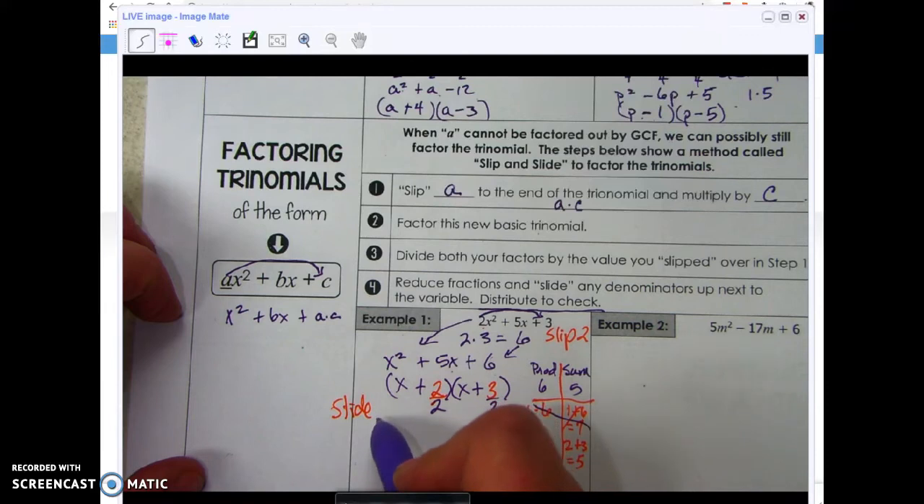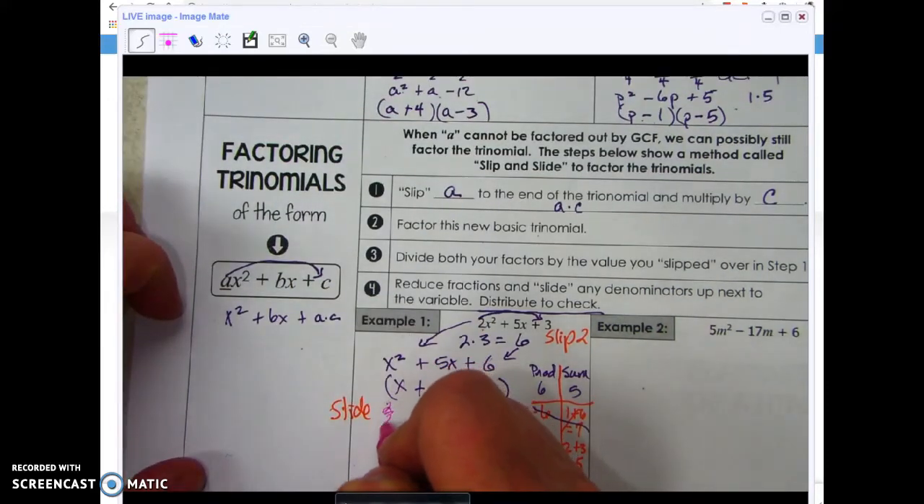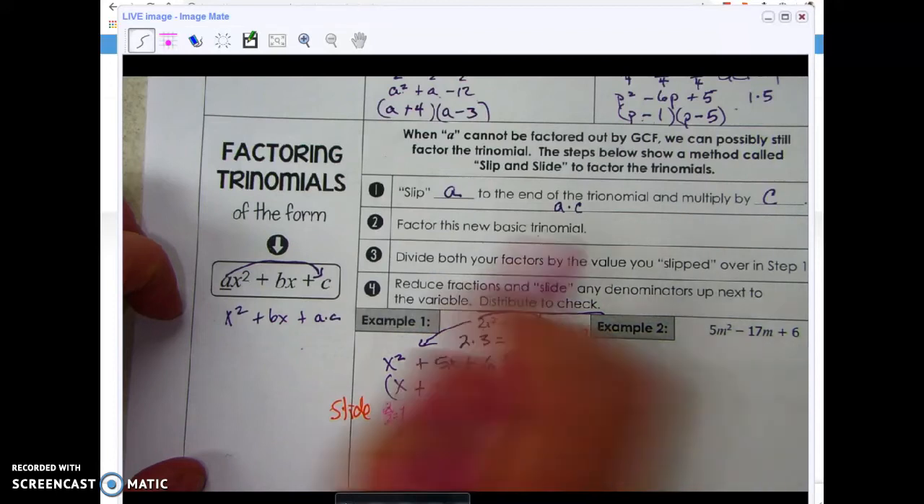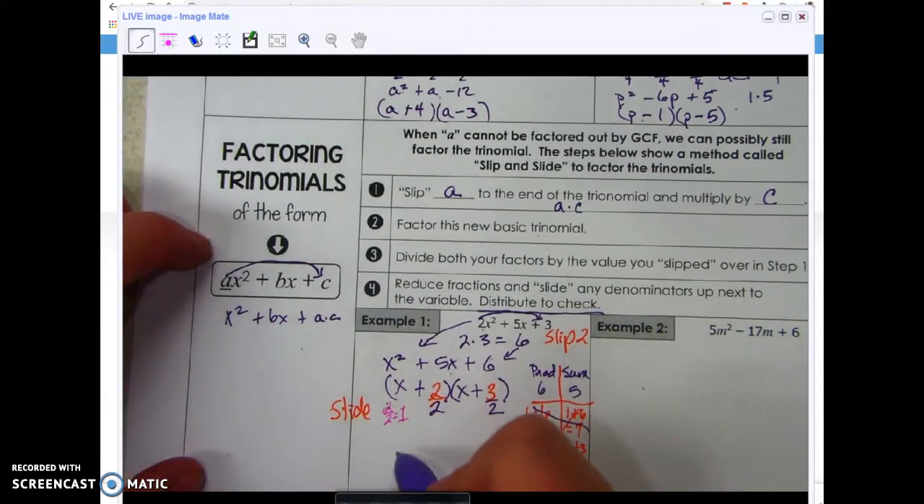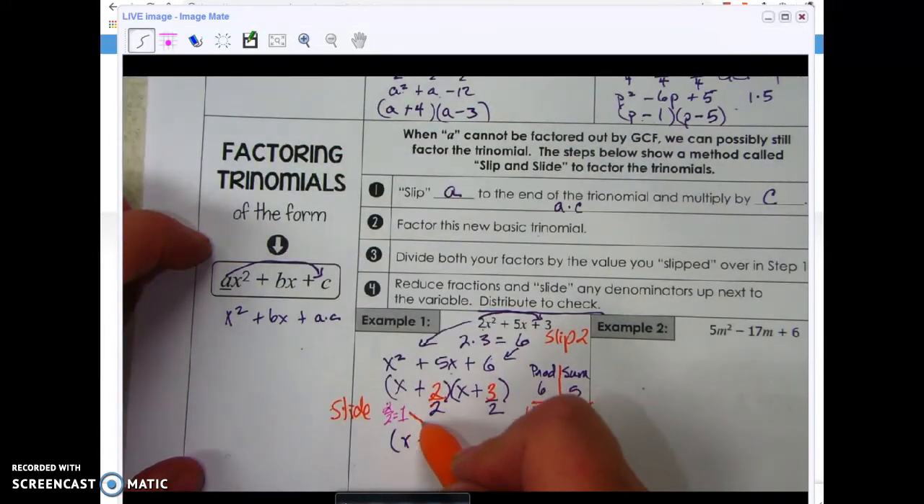And I'm just going to make a note of that right over here. 2 over 2 equals 1. So that way when you're looking at your notes, you'll know where that came from. So I'm going to put x plus 1. And then we're going to do a little arrow so we know where that 1 came from.